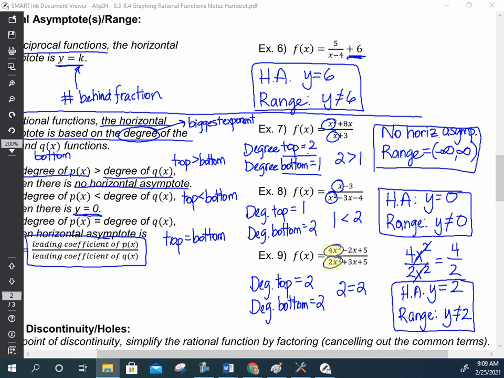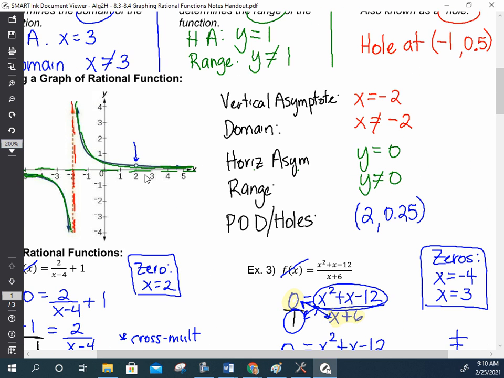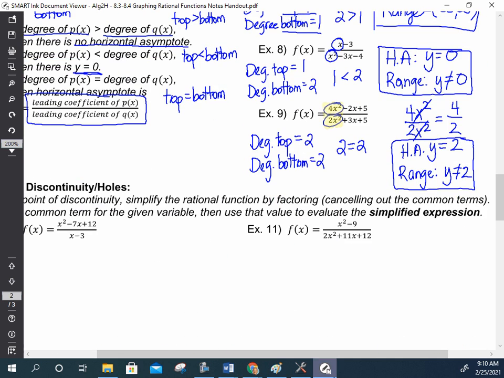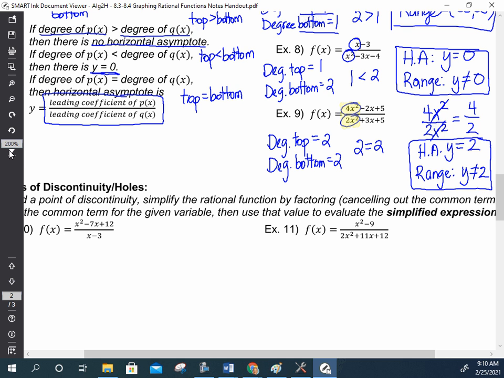All right, and the last thing that we'll look at with regards to analyzing a graph, getting everything set up for when we actually start graphing it next week, is what's called finding a point of discontinuity. So at the beginning, we had holes in the graph. Now we're going to look at how we got that hole in the graph. How did that hole in the graph come to exist?